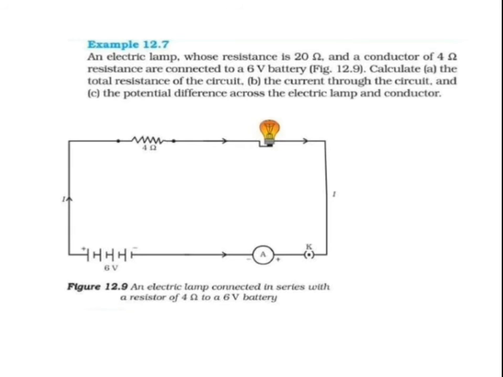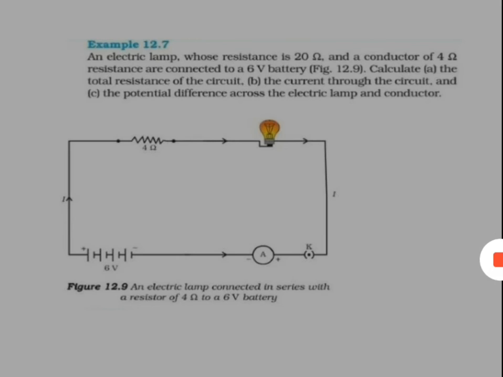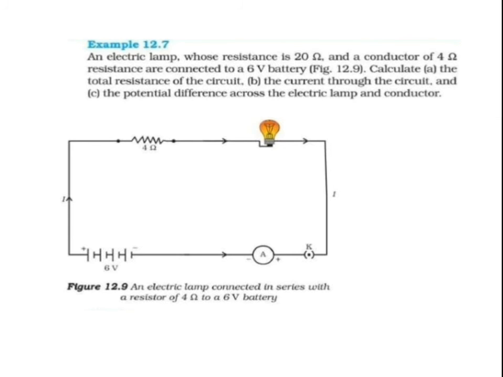An electric lamp whose resistance is 20 ohm. So the lamp or the bulb in this circuit or this given image is the same only. The bulb here has a resistance of 20 ohm, and there is also a conductor or a resistor having a resistance of 4 ohm. Then the question says that they are connected with a 6 volt battery. Then what do we have to calculate? The total resistance of the circuit, that is 4 plus 20, 24.